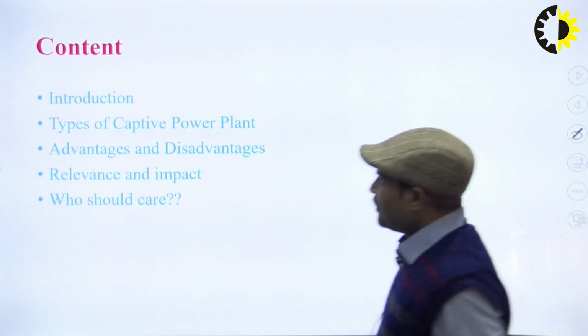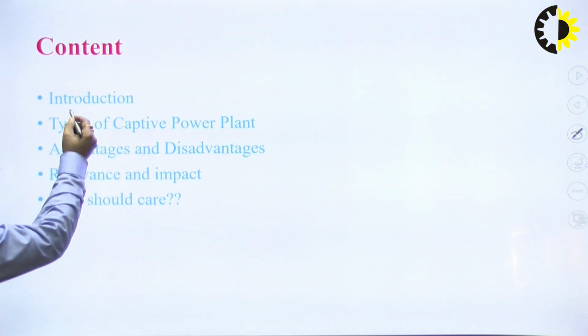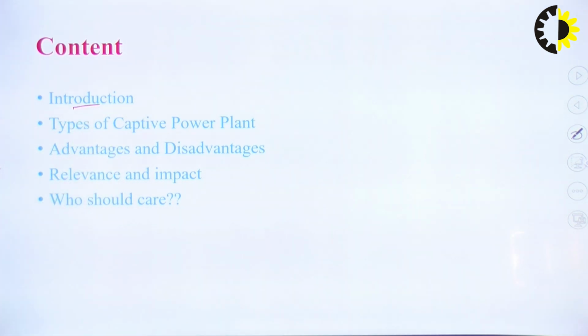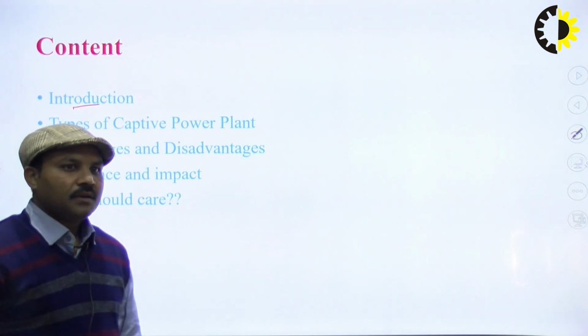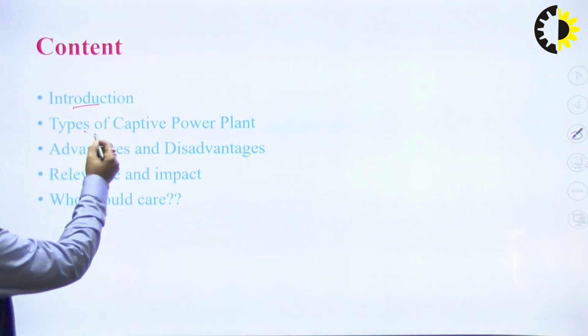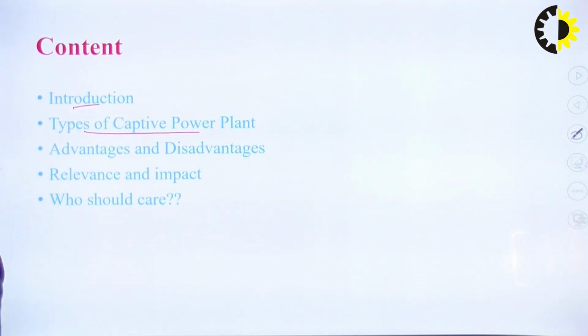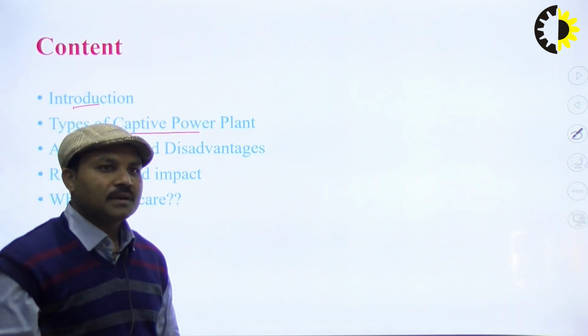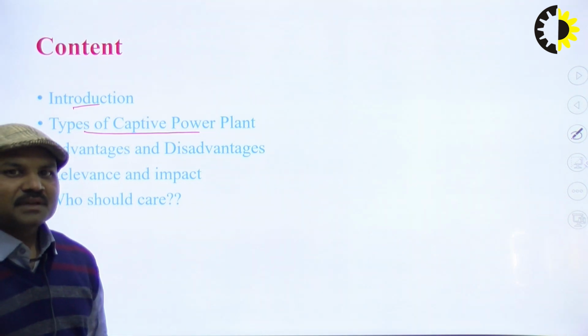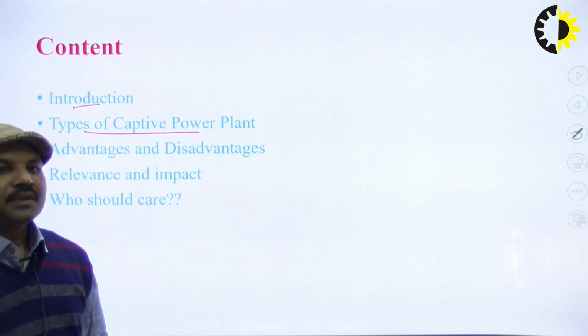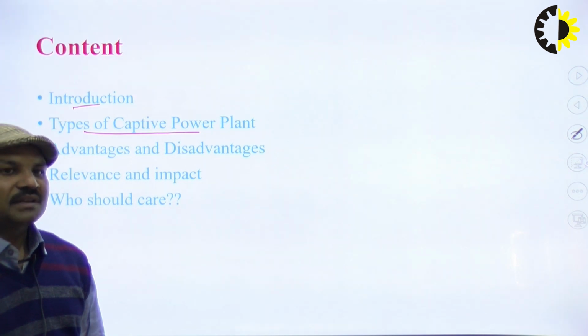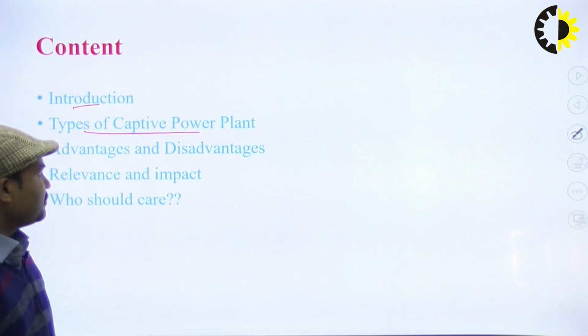So, in the content we will discuss the introduction. In the introduction we will see definitions. There are a lot of definitions for the captive power plant, as well as we will see types of the captive power plant. So, what are the different types of the captive power plant? Later on you will come to know that it is very similar to the thermal power plant or any conventional type of power plant, and we can also include renewable energy resources for the generation of power. So, we will see one by one.